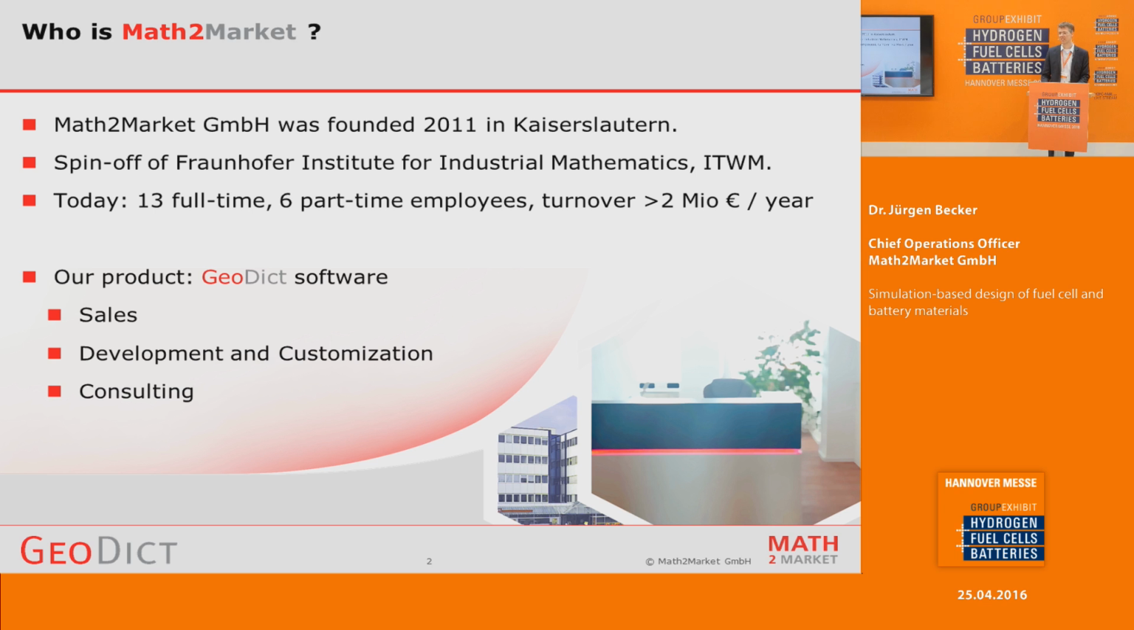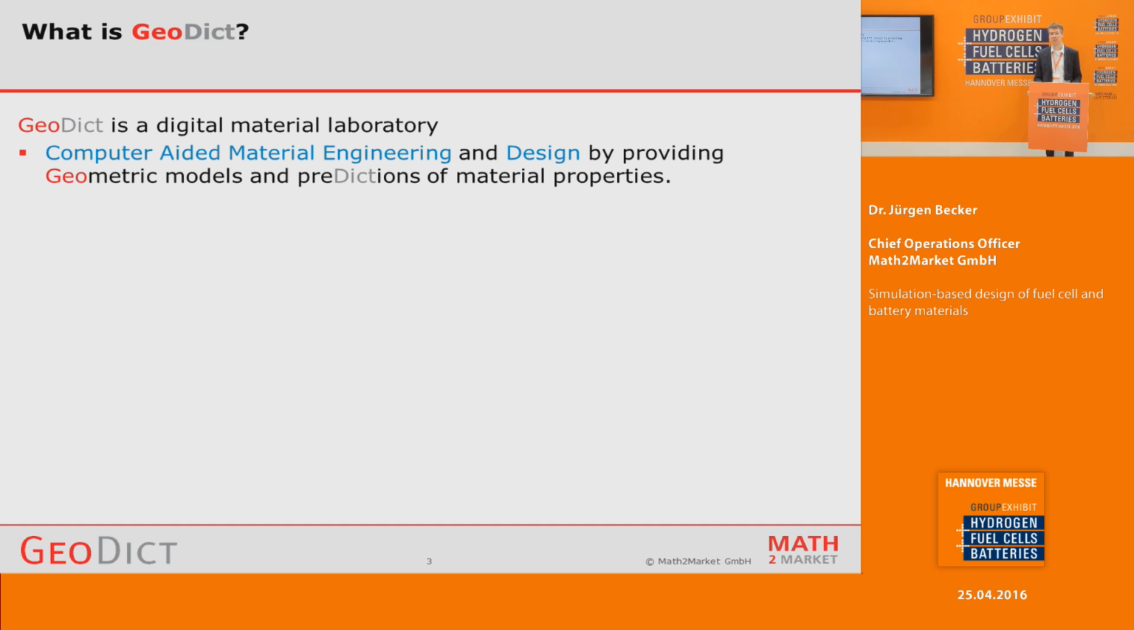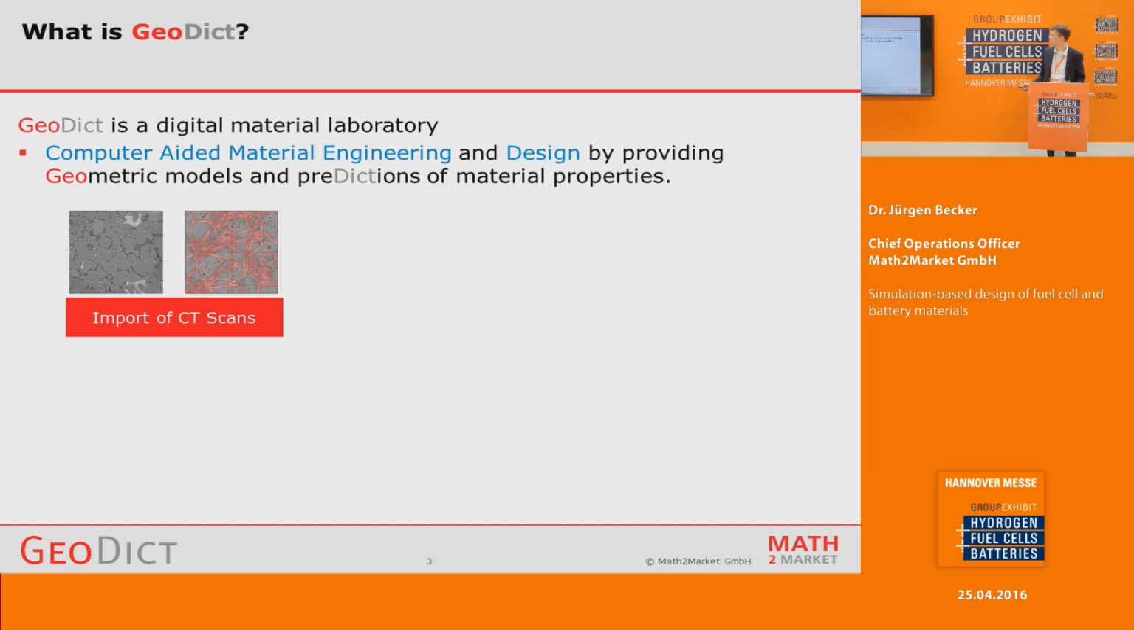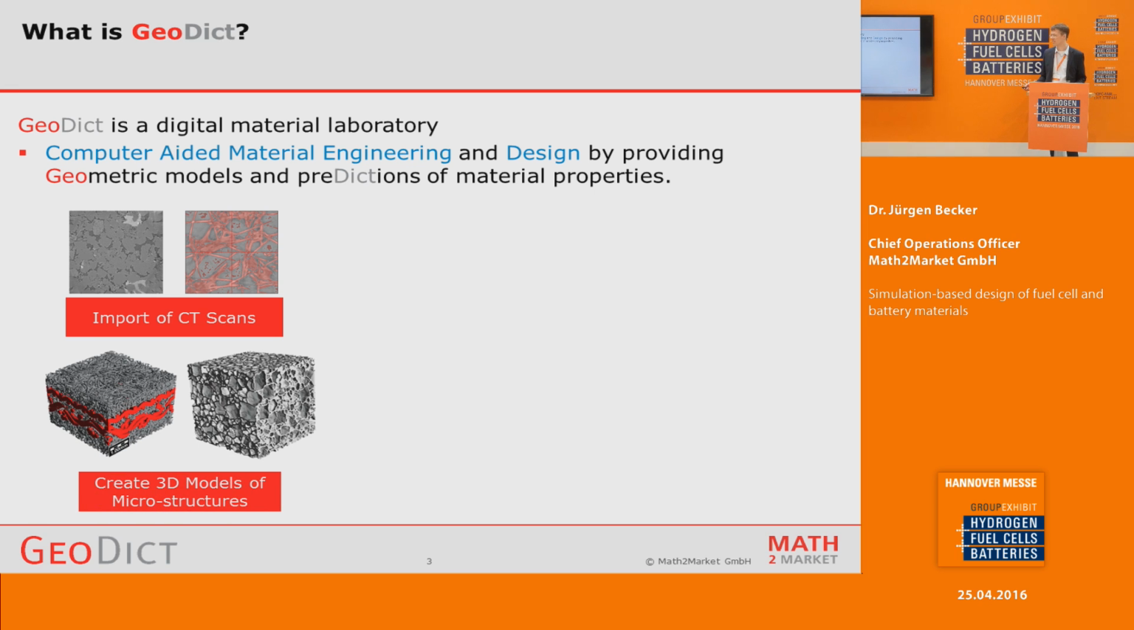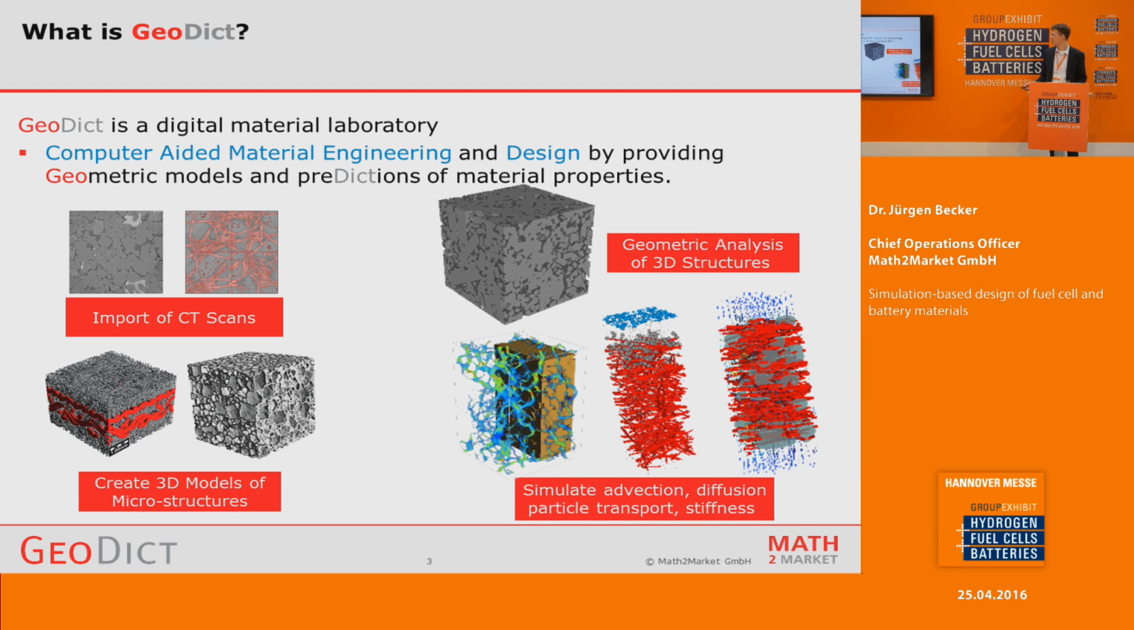And our product is the Geodict software. So we do sell the software, we do consulting and customization. And the next question you will ask is, what is the Geodict software? Geodict is a virtual material laboratory. It allows you to do computer-aided material engineering by providing material models and prediction of the material properties. With the software, you can import CT scans into the computer. You can create 3D models of microstructures. You can then analyze those structures, and you can compute physical properties like flow, diffusion, particle transport, or stiffness of the material.